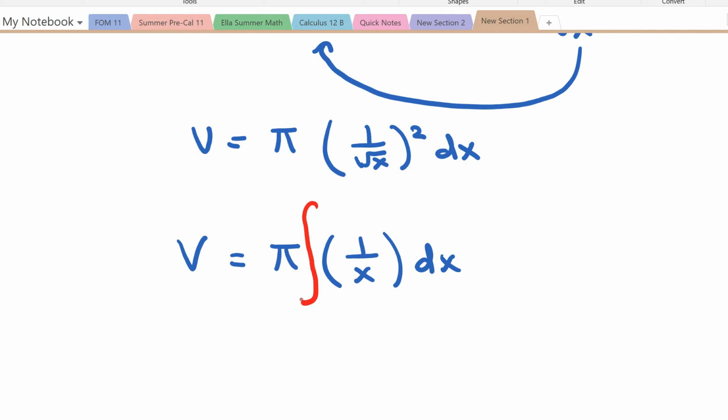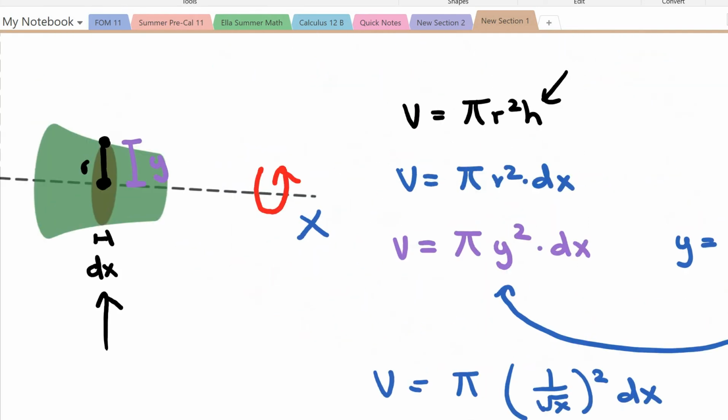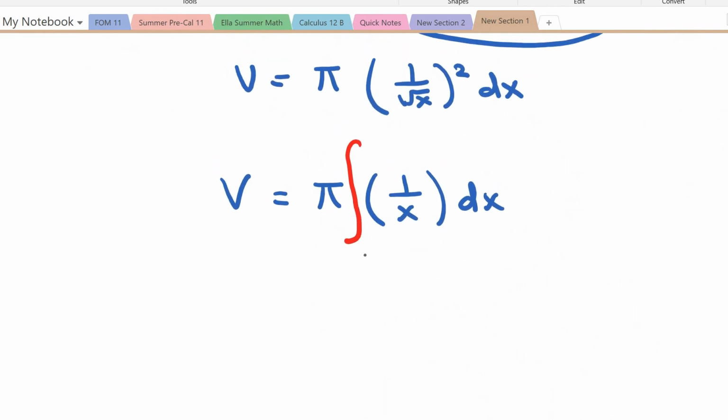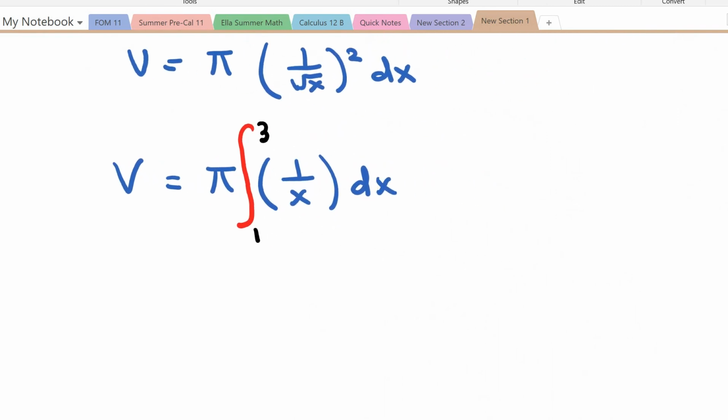All right, so where do I integrate from where to where? Well, let's go back to our diagram here. Let me just erase all this. Basically, we are integrating from an x value of 1 all the way to an x value of 3. So my lower bound is 1, my upper bound is 3. So I put a 1 here and put a 3 there. And now we're ready to integrate this.